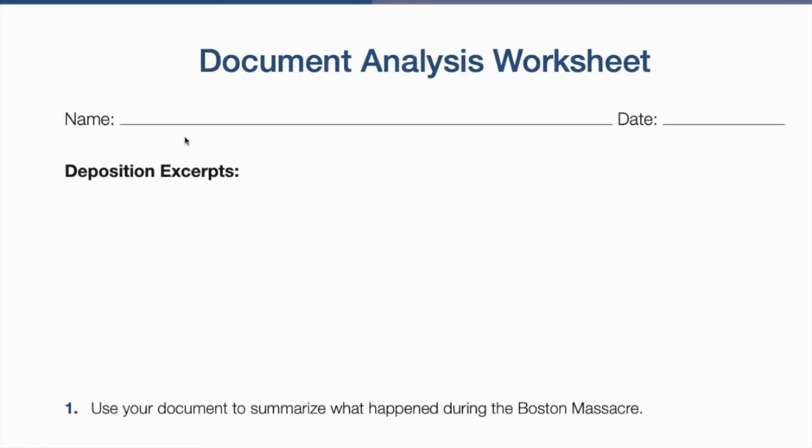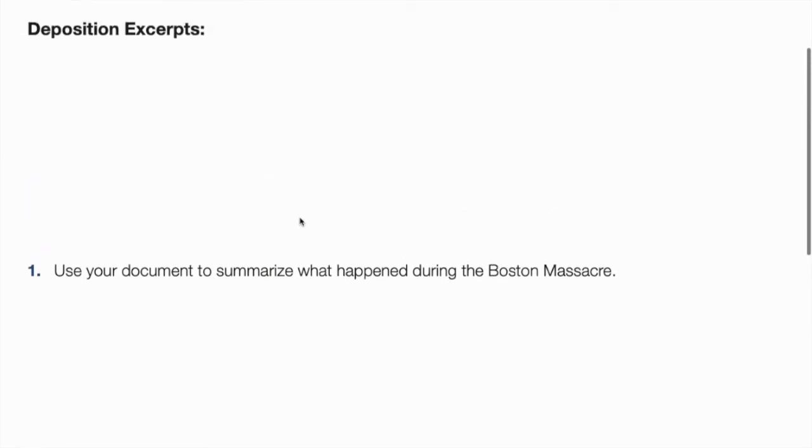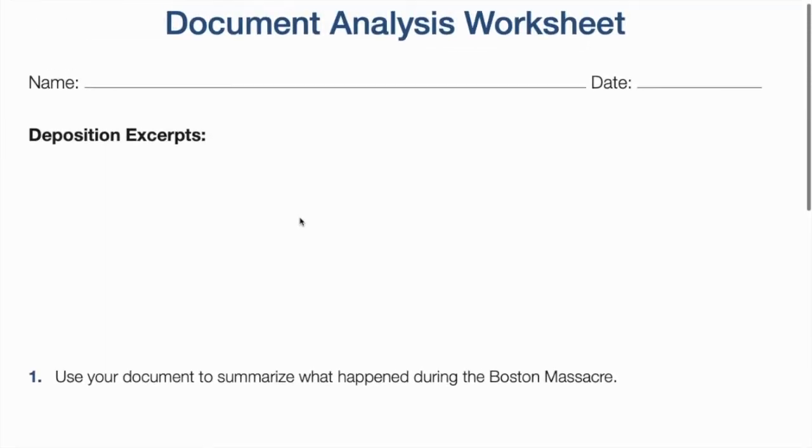The next strategy we'll utilize is the document analysis worksheet. Students will use this strategy when analyzing a deposition. They'll write their title of the deposition in the space right here. And with their expert group, they'll answer the following guiding questions. They'll use their document to summarize what happened during the Boston Massacre. They'll also answer which group seems to be the aggressor, according to the text. Students can then use their findings that they recorded on the document analysis worksheet to present to their classmates.